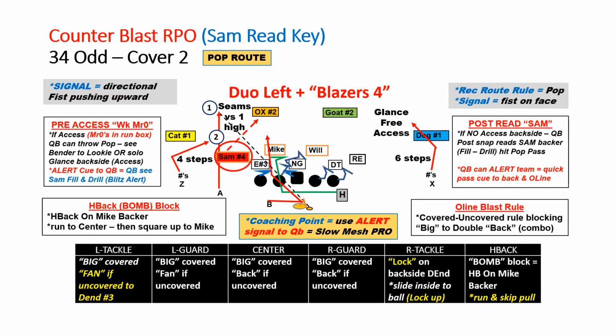Again, quarterback's going to do his ANO, access, no access. If he has free access to the backside, to the right to the X receiver, he can use his rocker and go right to him. If not, we're going to post-snap read the Sam backer, which is a strong side outside backer. Same thing. Sam fills, we'll look to drill the bender read to the looky route.